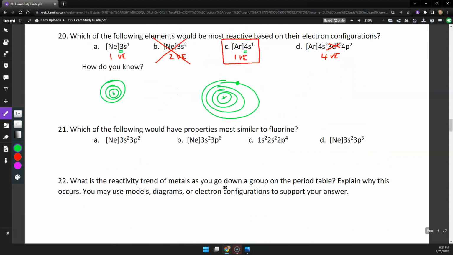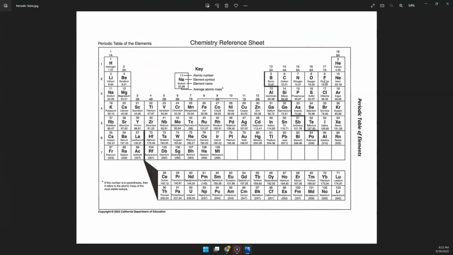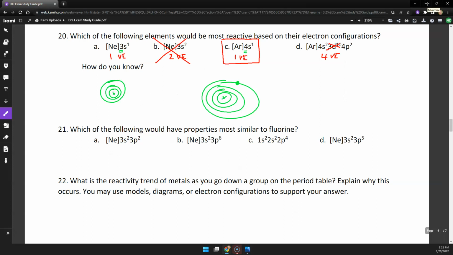Okay, which of the following would have properties most similar to fluorine? Most similar to fluorine. Okay, let's see where fluorine is on the periodic table. Fluorine has 7 valence electrons. In order for something to be similar, it's going to have the same number of valence electrons. So here we have 4 valence electrons. Here we have 8 valence electrons. Here, these are not in the same energy level. So let's see, this would be 6 valence electrons. And here, this would be 7 valence electrons. So fluorine has 7. We want to find the element that has 7, which would be D.